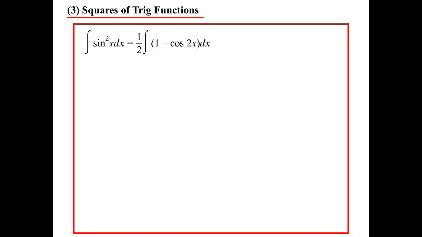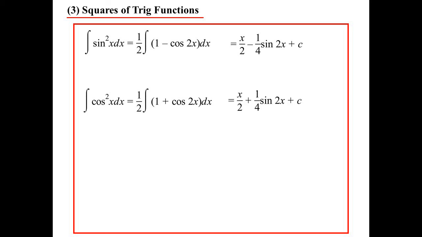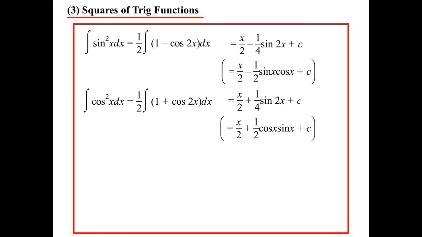Squares of trig functions. So we've seen these ones recently. Sine squared, we can use our double angle result, change it to a half of 1 minus cos 2x. It then goes to x on 2 minus a quarter sine 2x. And cos squared, similar, but it's 1 plus cos 2x. So it goes to x on 2 plus a quarter sine 2x. And I suppose if you wanted to, you could change your sine 2x to 2 sine x cos x. And then it becomes a half sine x cos x.